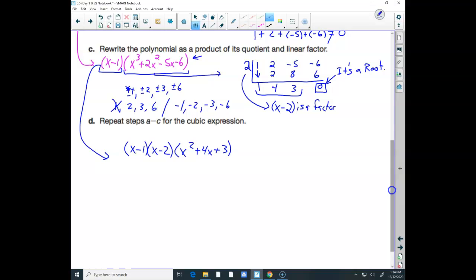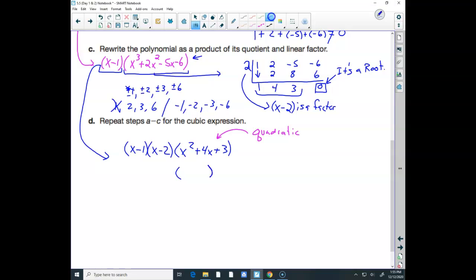Now, if you continue to guess and check, I would really like to hit you in the back of the head with a stick, because this is a quadratic. You know how to find the roots of a quadratic, because if it doesn't factor, they are not rational, okay? And if they're not rational, then I would have to use the quadratic formula to find my roots. Okay, so we're going to look.